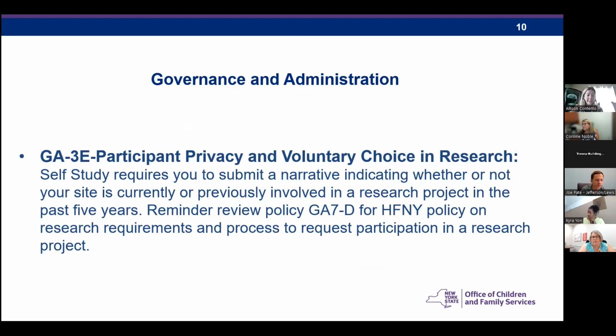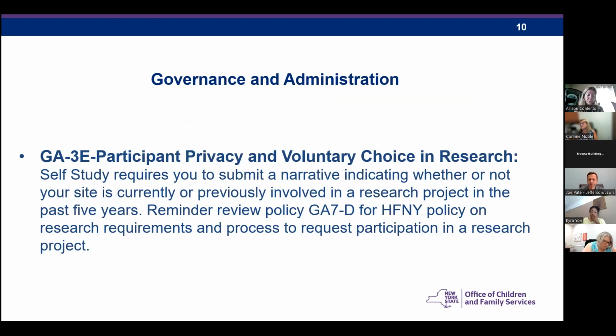Okay, so the next is GA3E. This is participant privacy and voluntary choice in research. For this one, the self-study requires you to submit a narrative indicating whether or not your site is currently or was previously involved in a research project or study within the past 5 years. We do have a specific policy and process and procedures related to research studies, and the requirements that we have when requesting to participate in a research project or study.